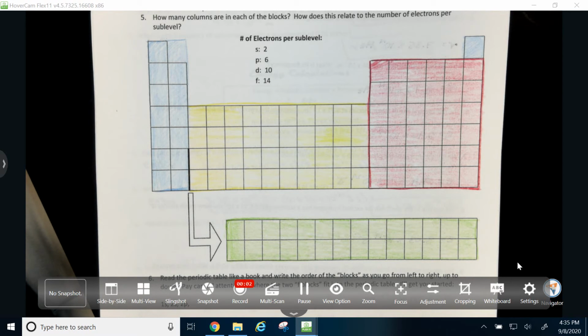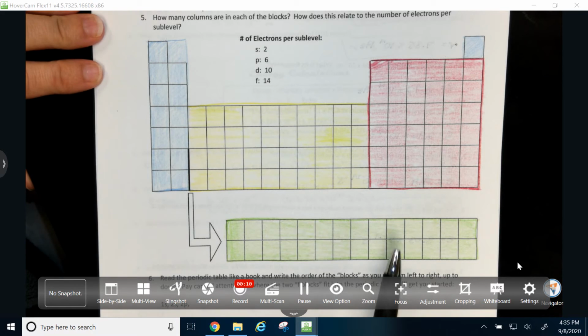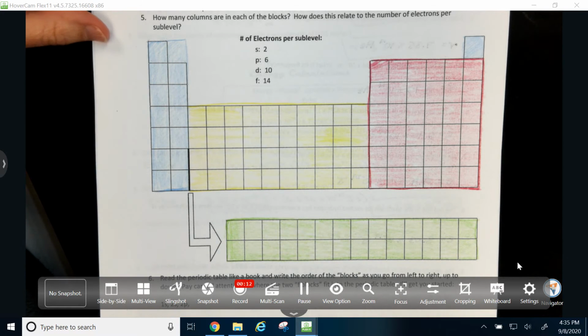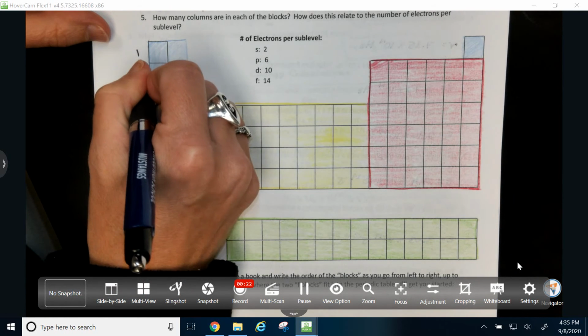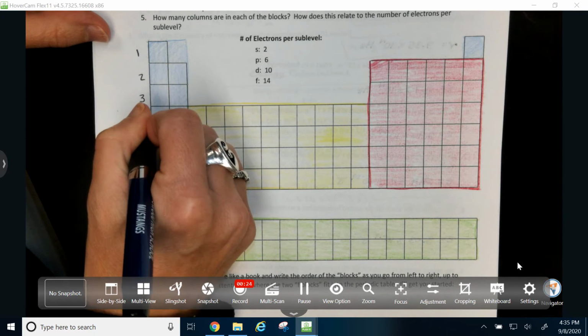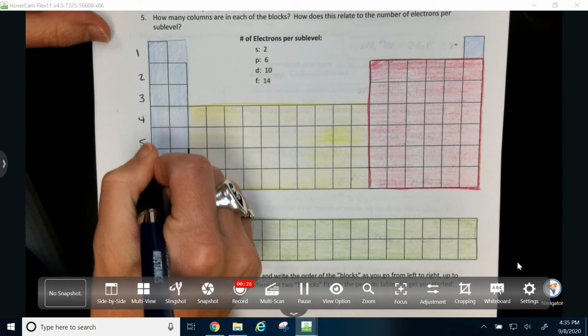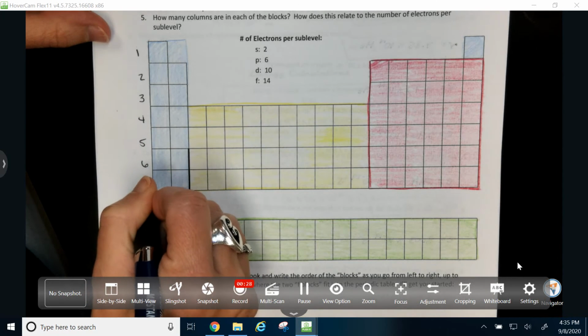Alright, I'm going to go over this page, blocks of the periodic table, with you just to make sure that you label this correctly. I already have the colors colored in for you. Number 1 says, label the rows of the periodic table using numbers written in the space to the left starting at 1. So I'm going to write the numbers 2, 3, 4, 5, 6, 7.